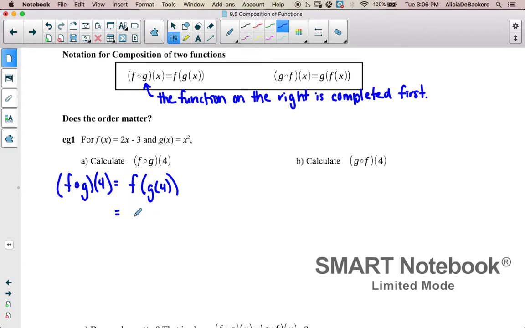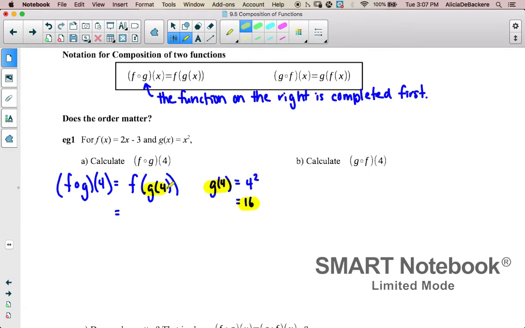So some people will do that right in line with the work here, or some people like to go off to the side and in a second column figure out, well, what is g at 4? So to do that, I'm going to take the number 4 and replace all the x's in g with a 4. So I'm subbing in 4 for x, and I get the answer 16. And then I can come back here, and now I know that g at 4 is 16.